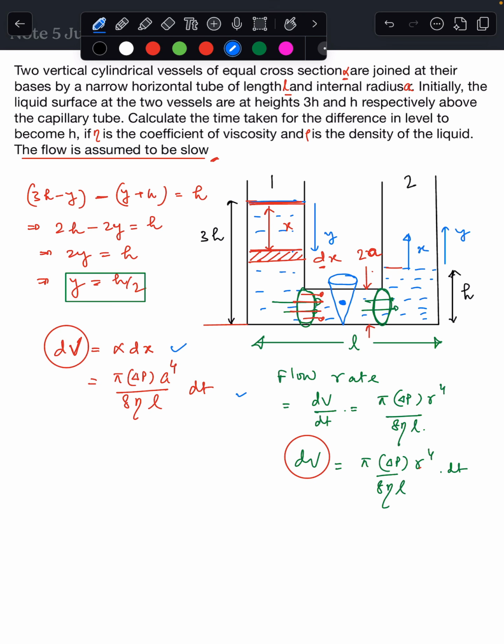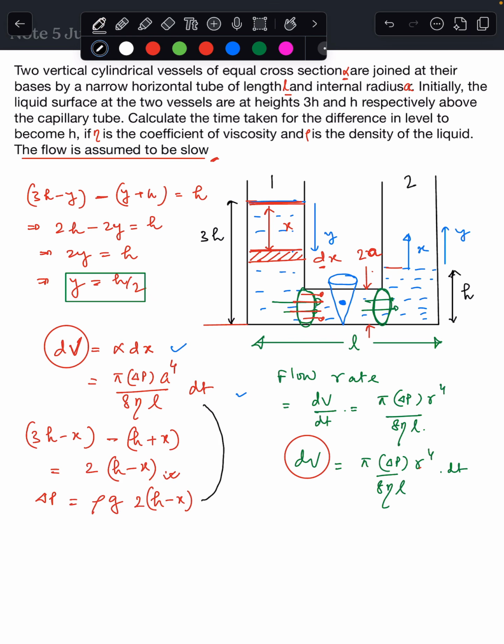So if I think about the difference in the liquid layers of the two columns, then I can write h minus x on the left side, h plus x on the right side, minus, this is coming how much? 2 into h minus x. Since the difference in height is 2 into h minus x, the pressure difference can easily be written as rho g 2 into h minus x. I am going to use this data over here.